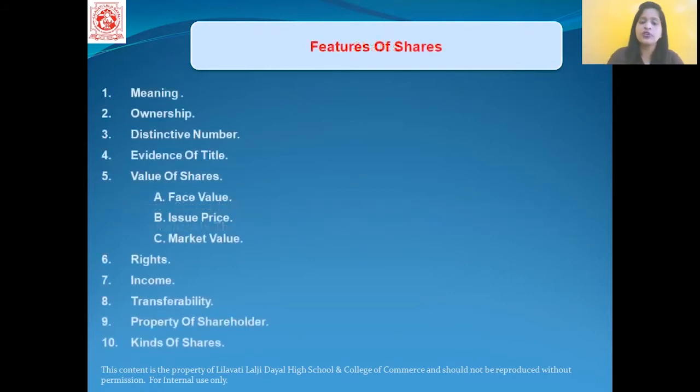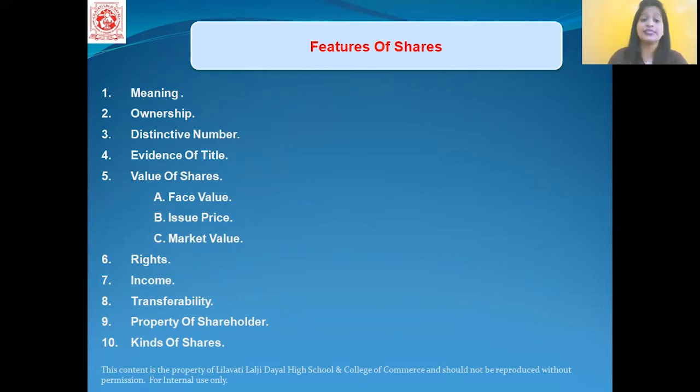Let's move on to the first topic, that is features of shares. Share is the smallest part of the total share capital of the company. Now let's study the features of the shares. So first one is meaning. Share is the smallest unit of the total share capital of the company. Next one, you have ownership. The owner of the share, students, is called the shareholder. It shows the ownership of the shares in the company.